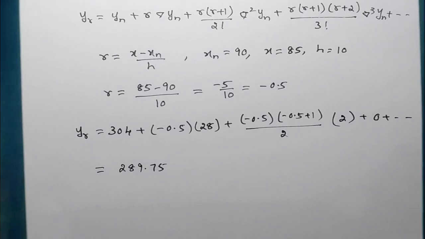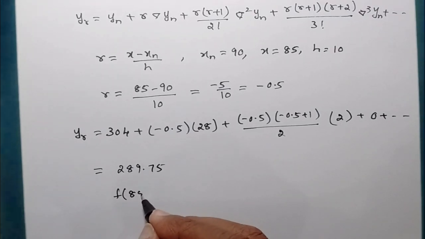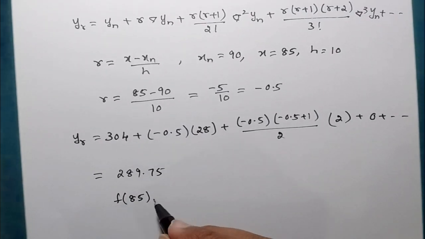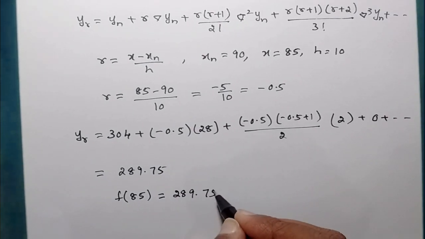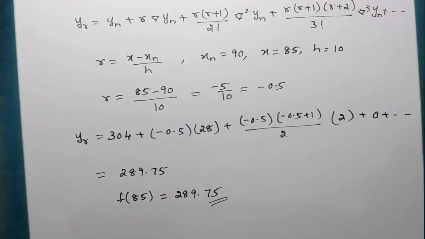Because it is given in terms of y there, you can write it as f of what value? 85. Y of 85, or f of 85, will be 289.75. That's the required solution. In the next class, we'll try to take a few more examples. Thank you.